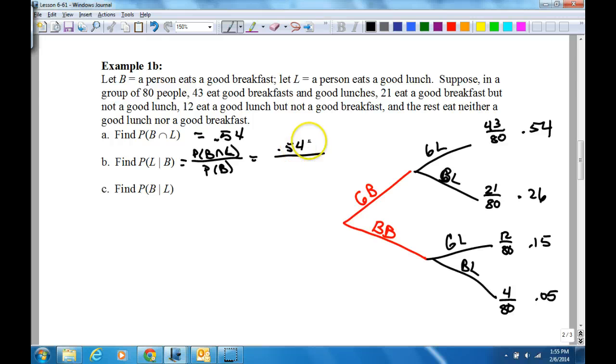Okay, so this is 0.54 on the top. Then it says on the bottom, what's the probability of having good breakfasts? I'm going to add these two together, right? So, look, anything that says good breakfast and good lunch is going to be this one and this one I'm going to add together. So 0.54 on the bottom plus 0.15. If you put all that in your calculator, you'll get a 0.675.